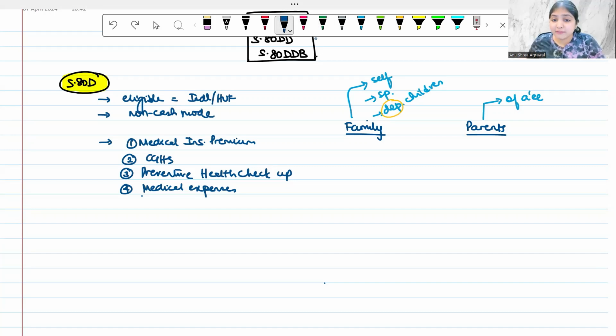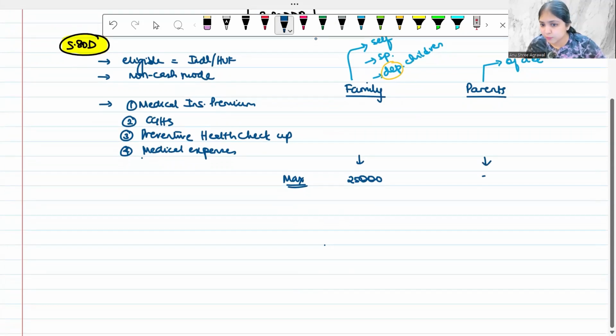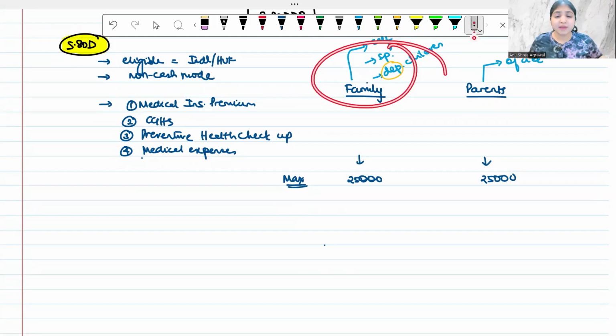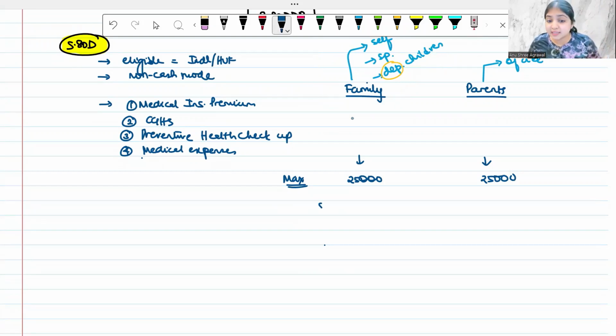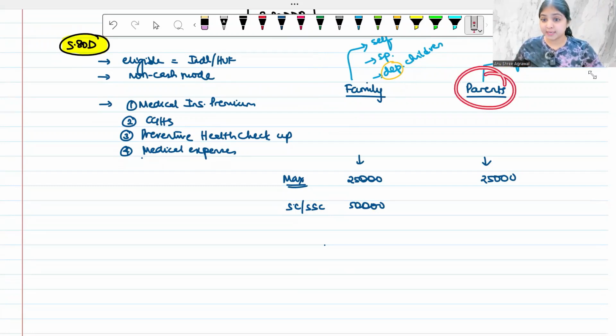So the reason why we have split into 2 categories is because for each category we have a separate limit. Like for family category, we have the maximum limit of 25,000. Similarly, even for parents category, we have a maximum limit of 25,000. But in the family category, if even one person happens to be a senior citizen or a super senior citizen, then the limit of the family category will increase to 50,000. Similarly, in the parents category, if even one person happens to be a senior citizen or a super senior citizen, the limit will immediately increase to 50,000.